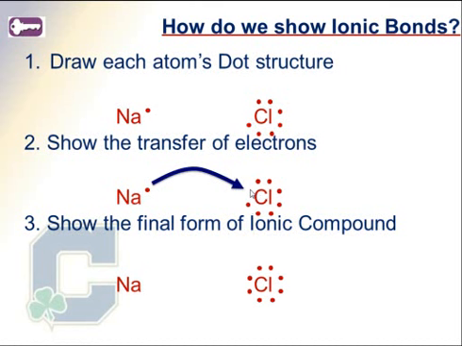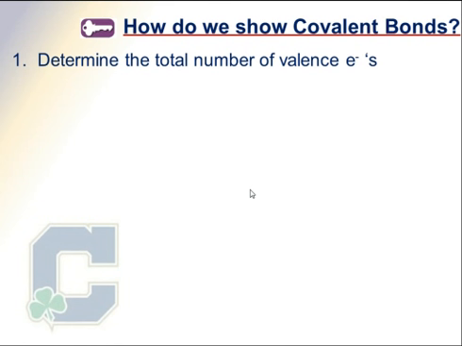So once I've done that, then I just add the charges, and I'm done. Na plus 1, and then Cl minus 1 with its 8 valence electrons. So that's how I would expect you to draw an ionic bond. Now, covalent bonds are easier to draw, I think, but they include more steps. So let's take a moment here to run through these.